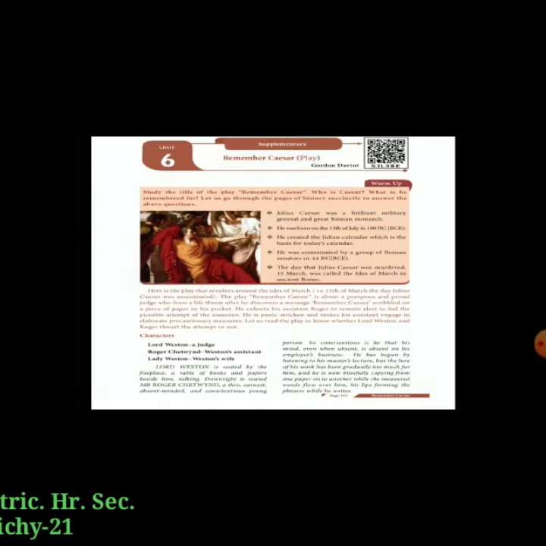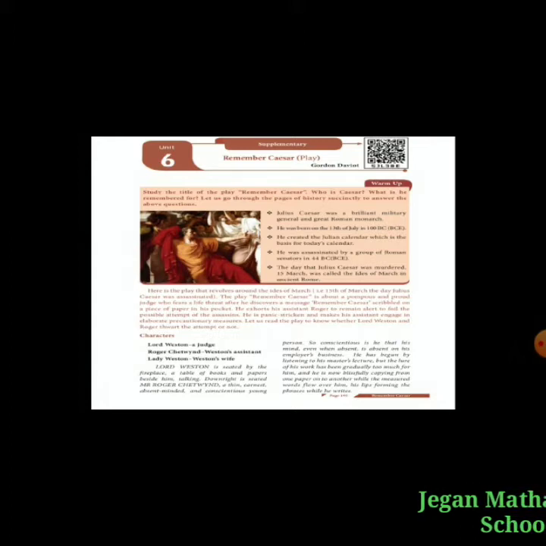Lord Weston. So first, the main characters here. Lord Weston is a judge. Roger Chetwynd is Weston's assistant. Lady Weston is Weston's wife. So that's all. Here these three characters are important.